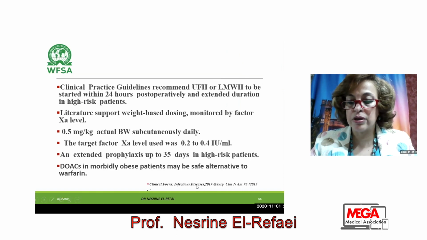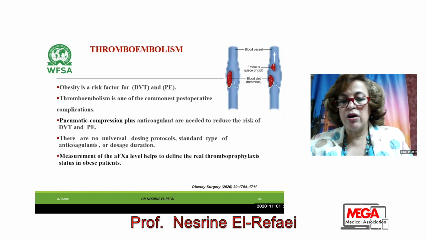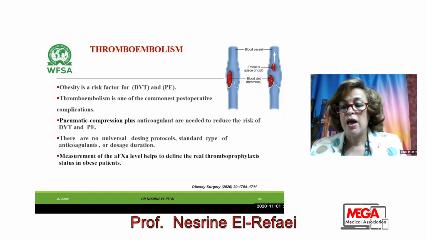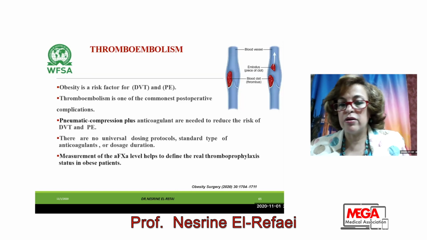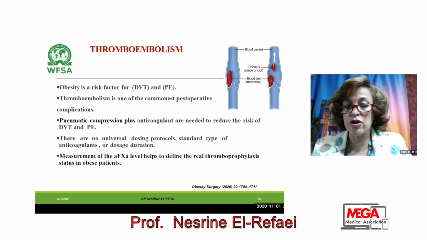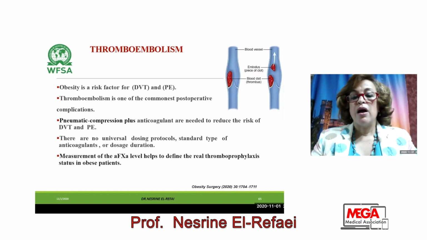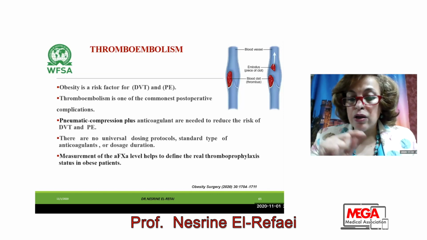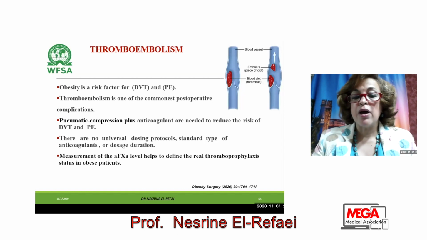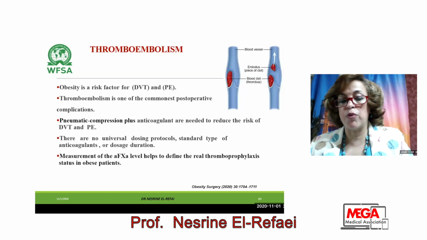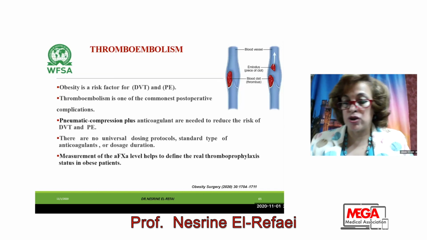The literature here described different regimens and different types of anticoagulant, different protocols, and there is no universal dosing protocol. But the important finding in this research is that they assured us that whatever the method of anticoagulation you give, you detect its efficacy by measuring the activated factor 10A level, and it helps to define the real thromboprophylaxis status in obese patients.